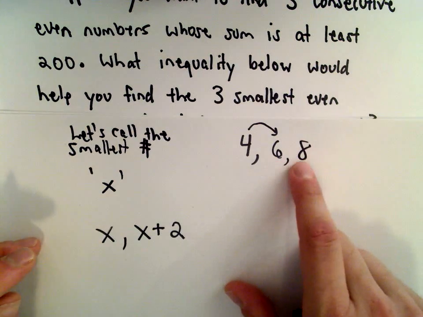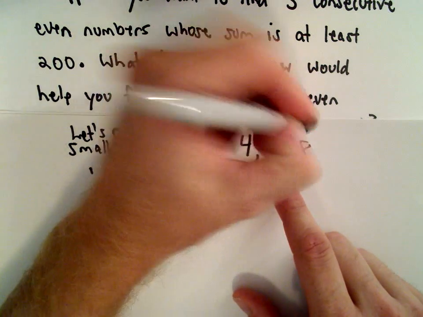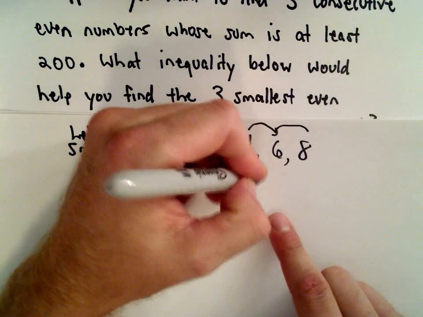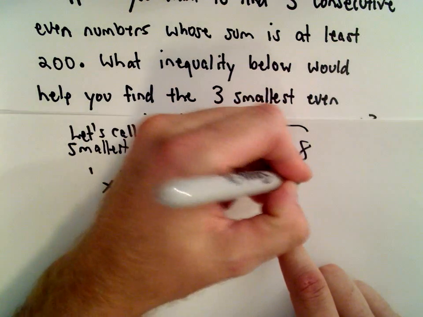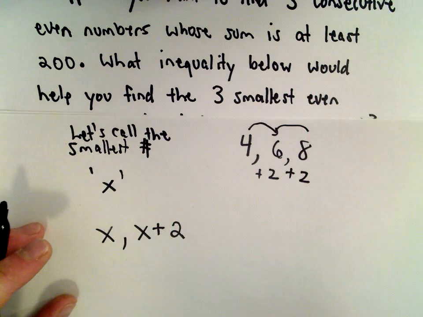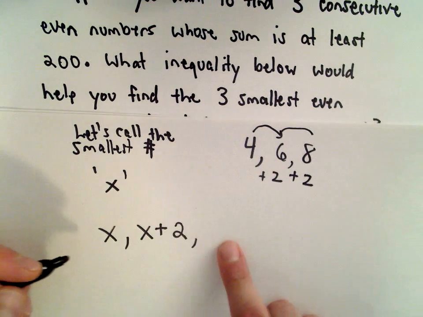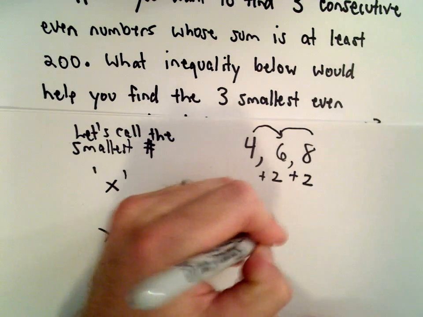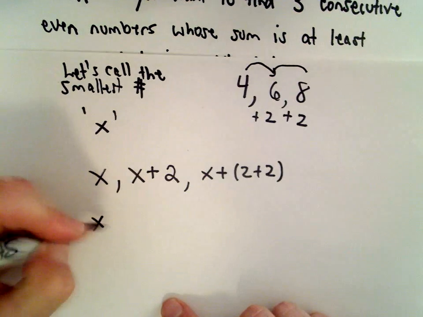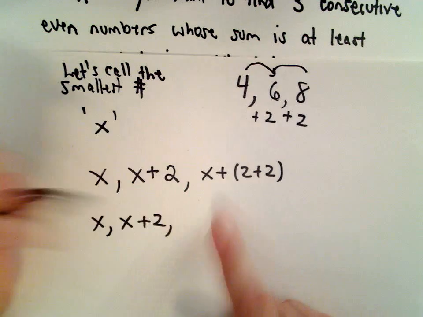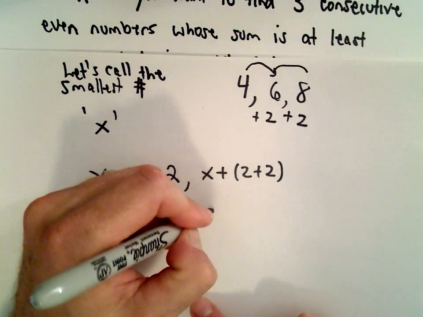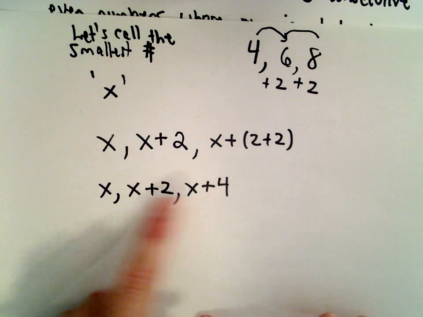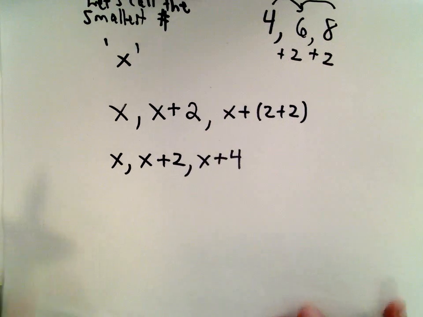Well, the next even number after 6 is going to be 8. So what I did, I started at my first number, 4, and I added 2, and then I added another 2 to get to the number 8. So my next even number would be x plus 2 plus 2, or we could write that as simply x plus 4. So those are going to be a generic way of representing my 3 even numbers.